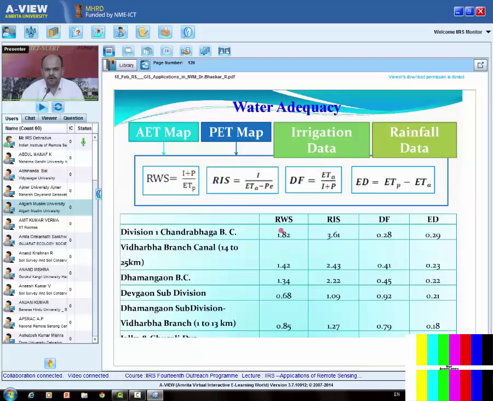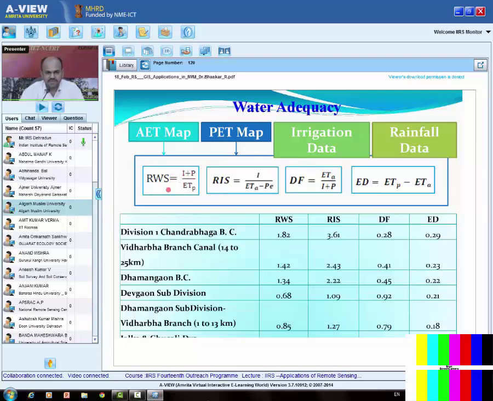It should be more than 1. These cases it is more than 1. But here actually something is missing. These cases it is less than 1. So I can say at least these 3 canals the water has been given adequately, whereas in the remaining 3 canals the water is not being given adequately. But here the potential evapotranspiration is considered, whereas potential evapotranspiration does not directly govern my crop. Actually the actual evapotranspiration governs my crop.